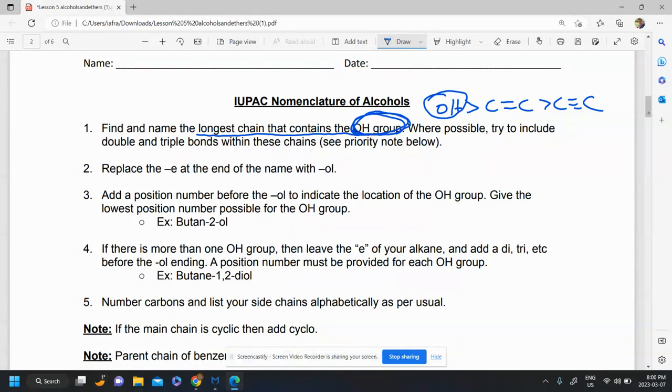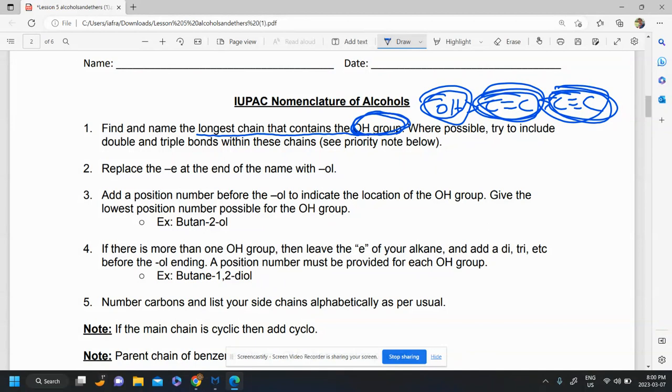Then where possible, try to include the double bond and the triple bond in your parent chain as well, just because it makes it a bit easier to name. If you have a weird substituent with a double bond or triple bond in it, we haven't really learned naming for that. So the OH for sure has to be in the parent chain, then where possible, get the double bond and triple bond in there as well.